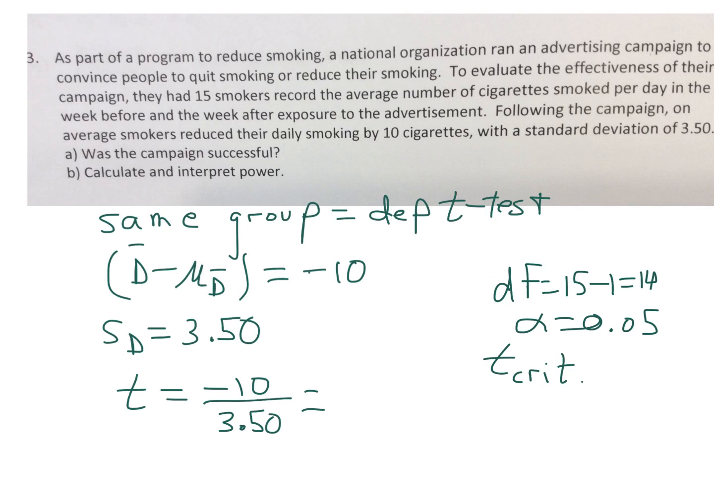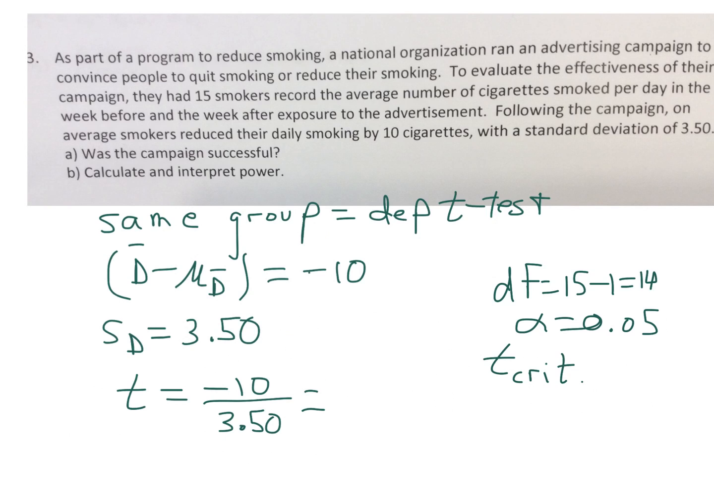And that would be the answer to A, because they're asking if the campaign was successful, and if that's the case, then we would reject the null and say that there was a significant difference between the before and the after groups. And then in part B, we're back to having to calculate and interpret the power.